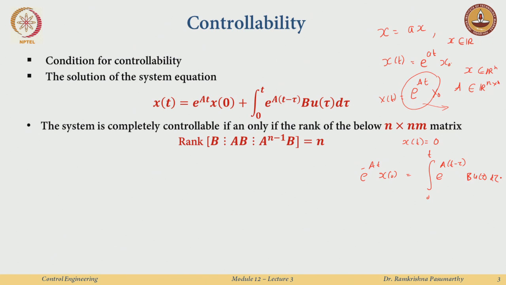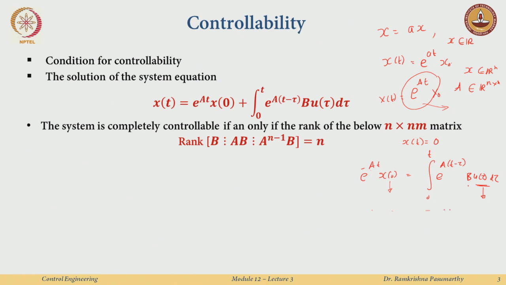Here, what are known to me? The initial condition is known, the final condition is the origin, A is known, B is known, and this looks like an equation. Given A, B and the initial condition, can I go from any non-zero initial condition to a zero final condition? The only unknown is u of t. So, does there exist a solution u of t such that this equation is solvable? That is the entire controllability problem.